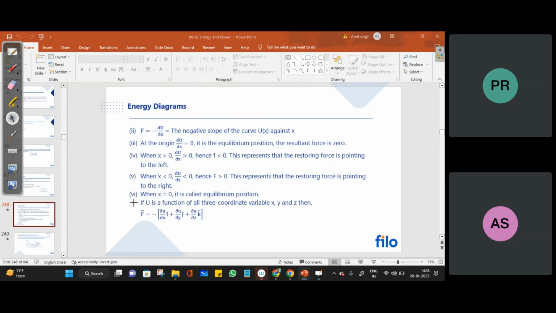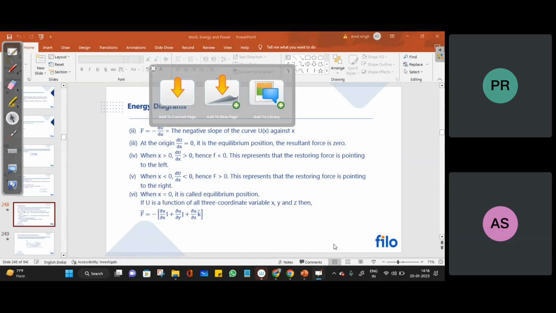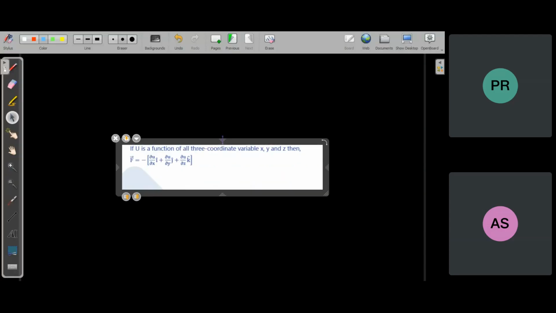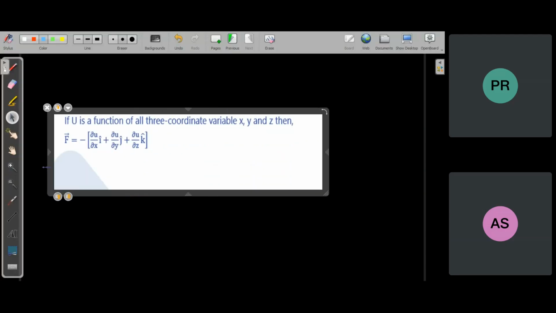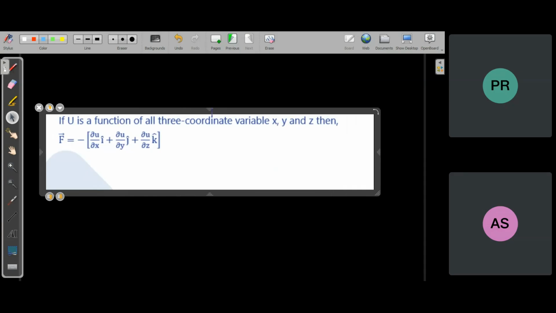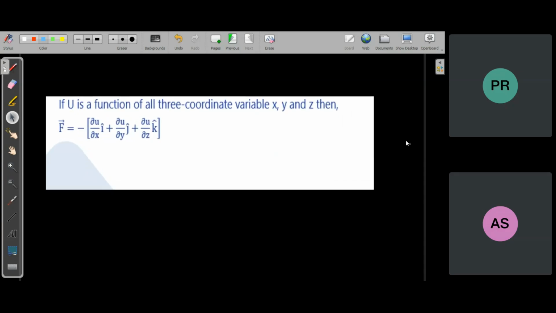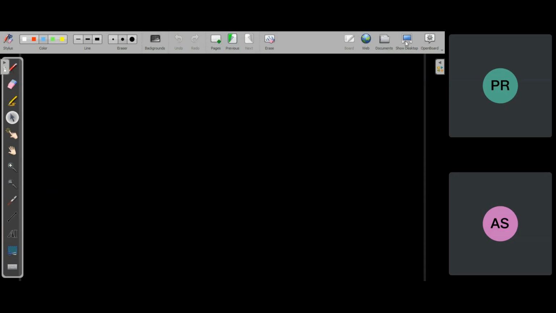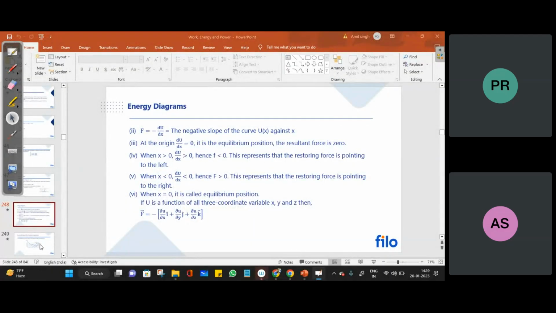Now, we already discussed the relationship between the potential energy and the conservative force, right? So if U is a function of, let's say, x, y, z, where U is the potential energy, then there is a relationship between the conservative force and the potential energy, right? Okay. Another doubt, sir.